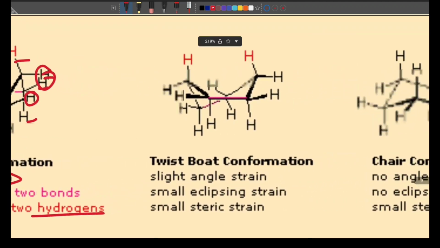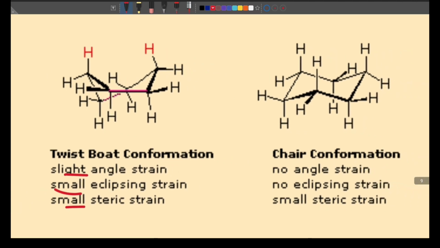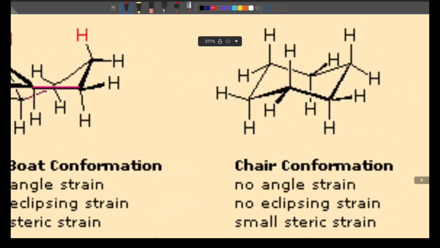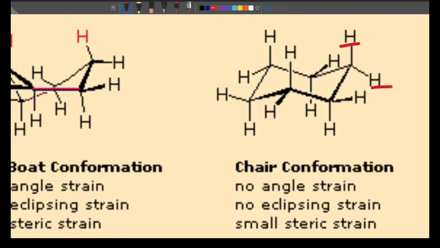Next comes the twist boat conformation. It's even more terrific. Here there is no overcrowding, but the strain is there in each and every angle. We cannot simply draw this angle. Finally, they have come up with this structure, which is much easier to write, and there is much more gap formation between one hatch and another hatch. So no angle strain, no eclipse strain, small steric strain.